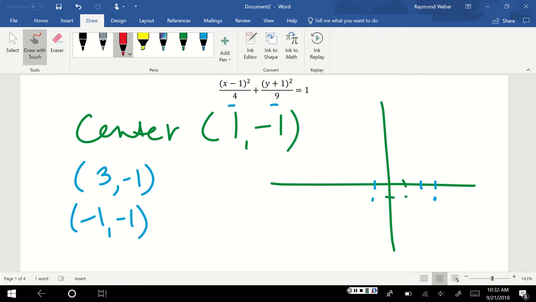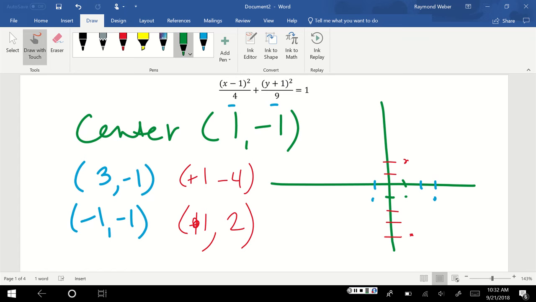Then this one is going to start again from the center, but it's going to go up and down the y, 3. So 1, 2, 3. 1, 2, 3. So they're both going to be 1. And then this one goes down 4, and this one goes up 2. So one of them always has something in common with the center. Then all I do is connect the dots.